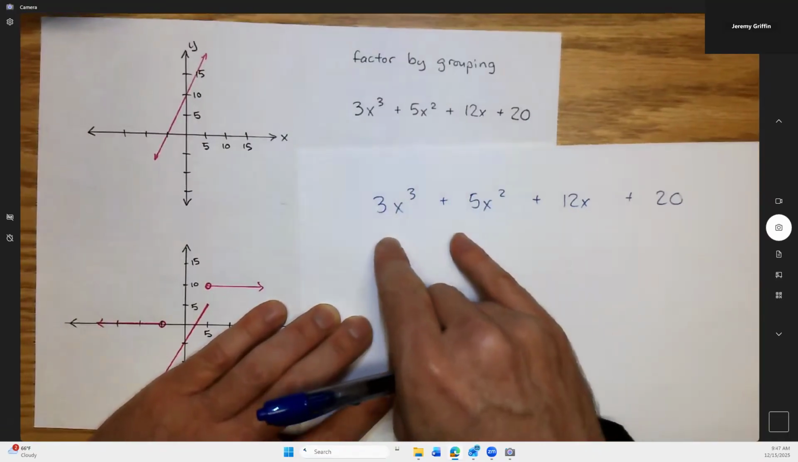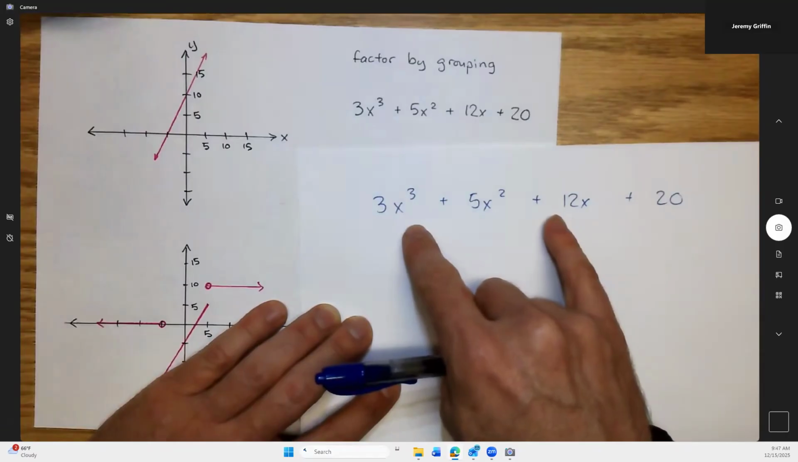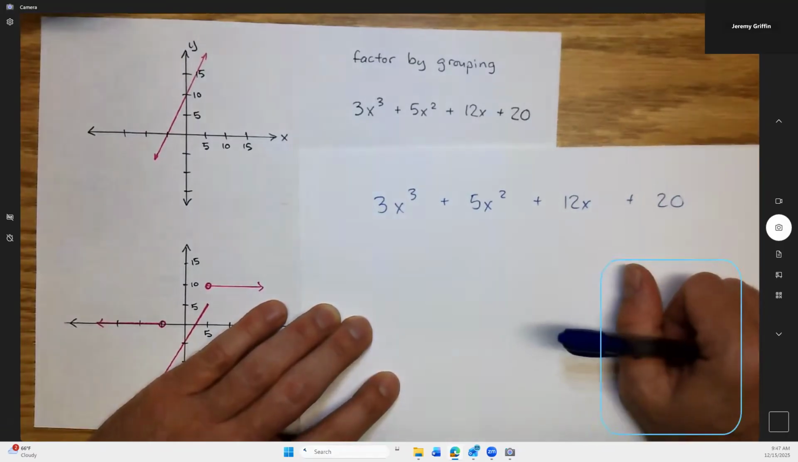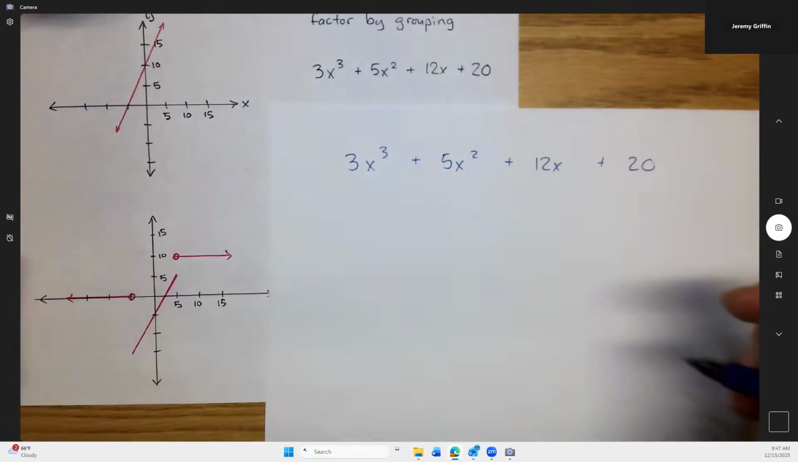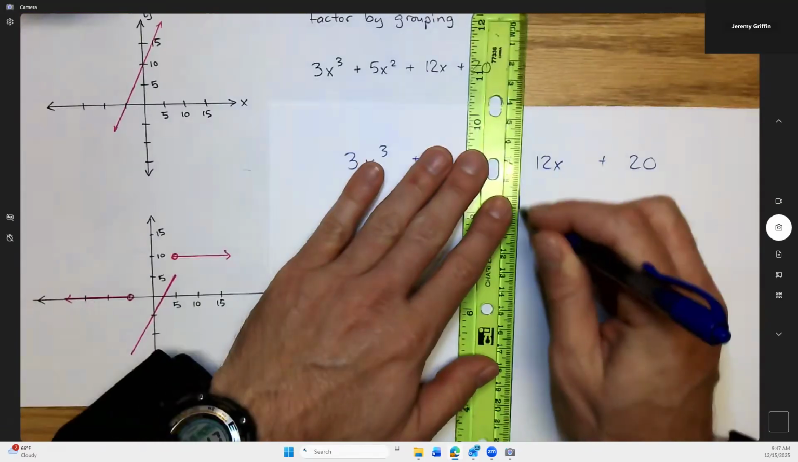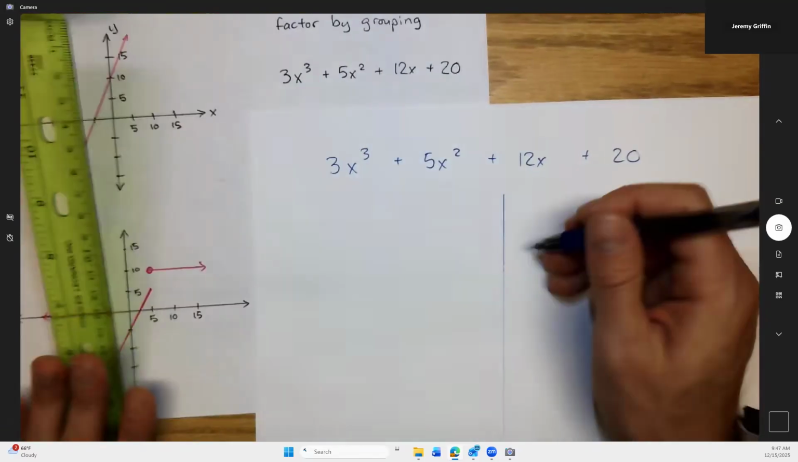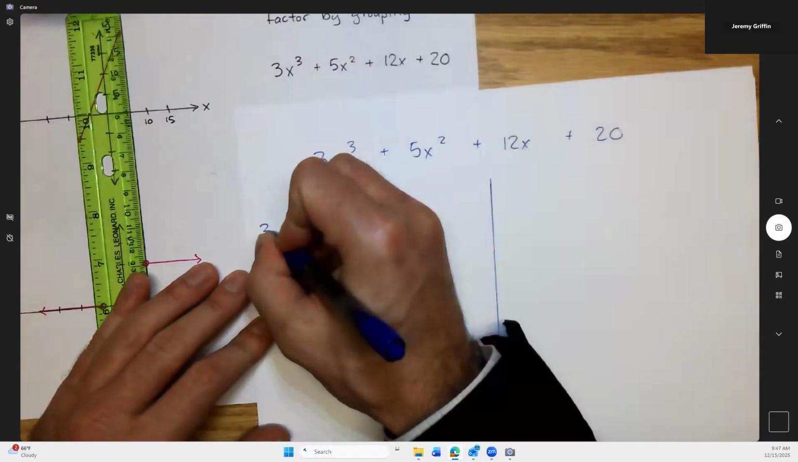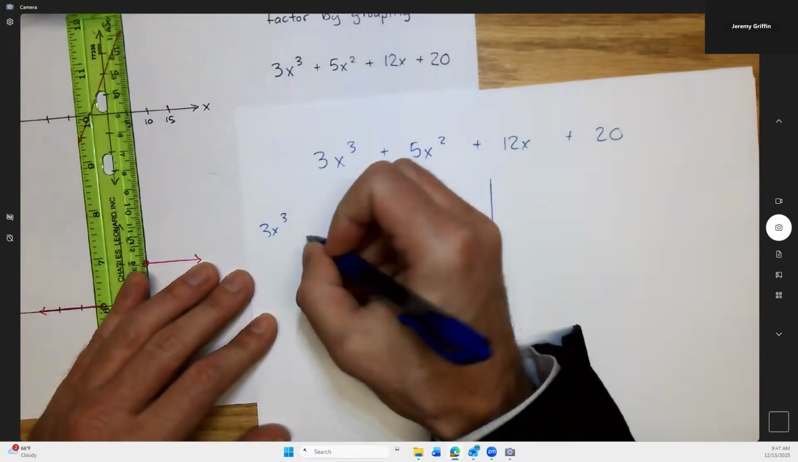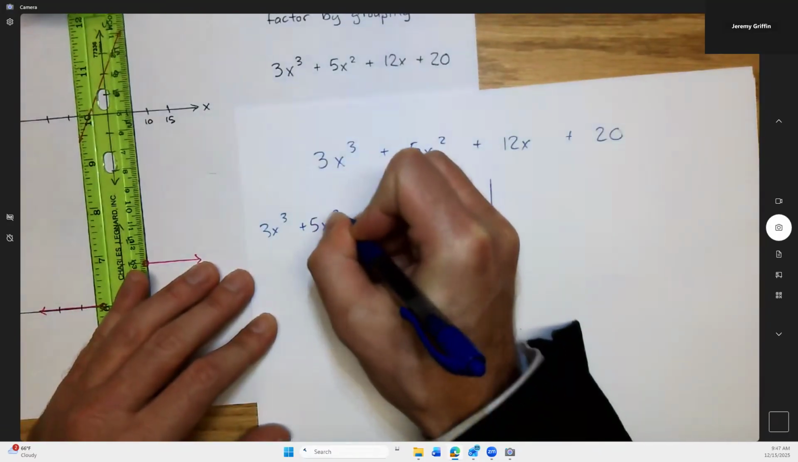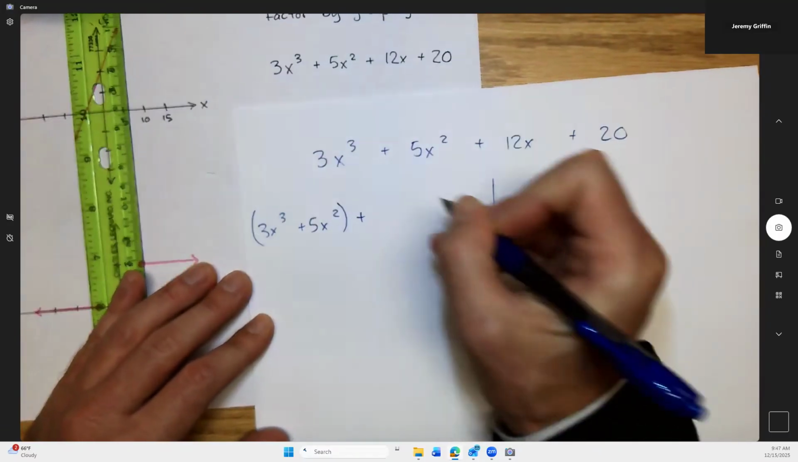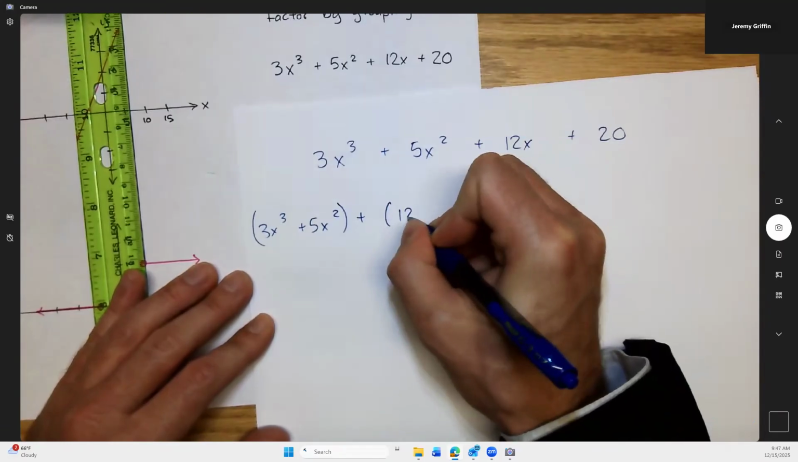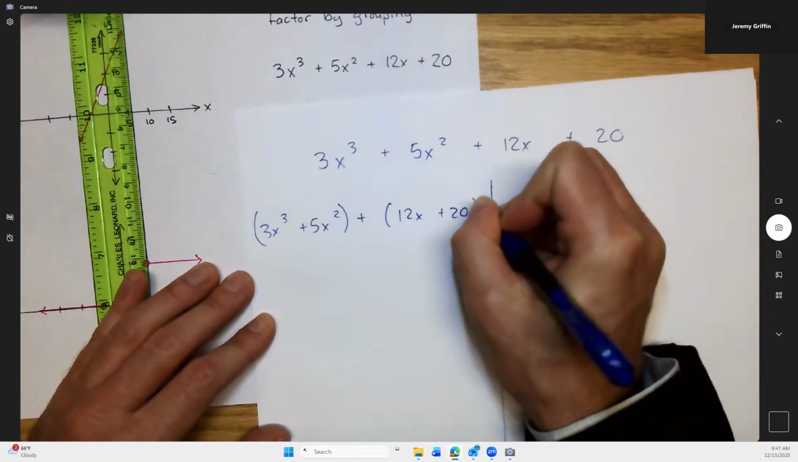Now I could group the first 2 and the last 2. I could group first and third and then second and fourth. What do you guys feel like doing? Alright, let's do it both ways, and I'll show you that you get the same answer regardless. So what if I group the first 2 and last 2? So I got 3x to the 3 plus 5x squared as a group, plus 12x plus 20, the second group.